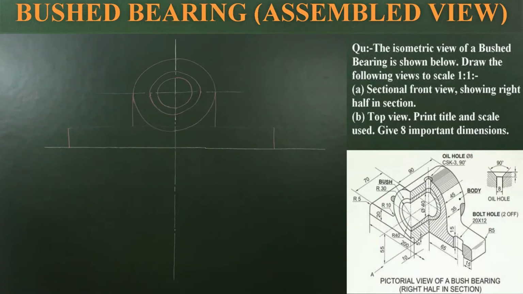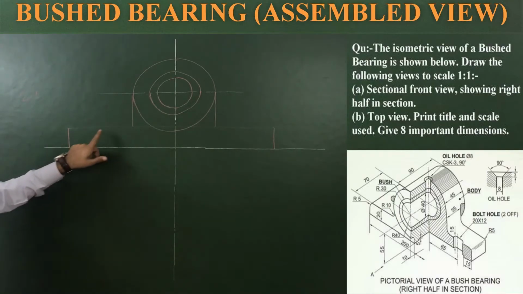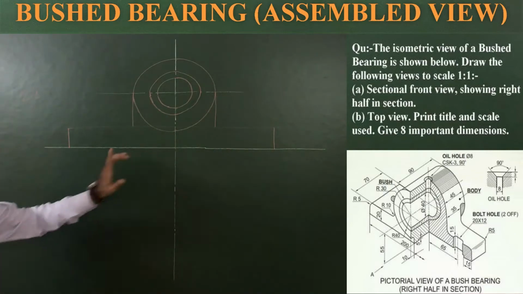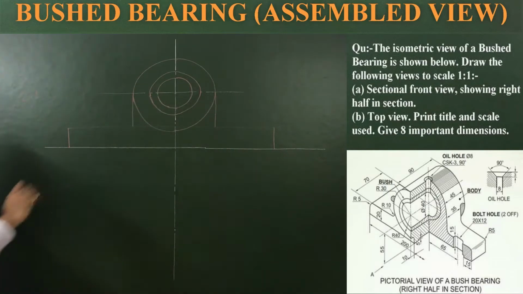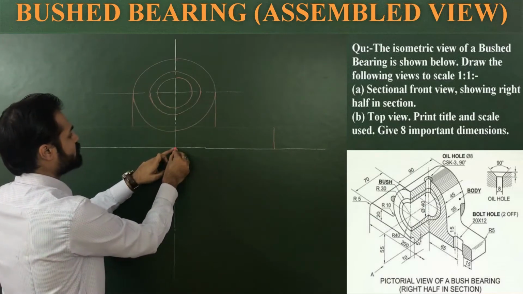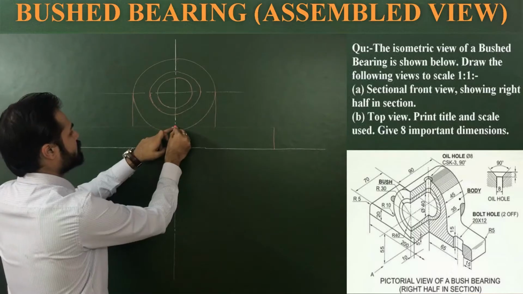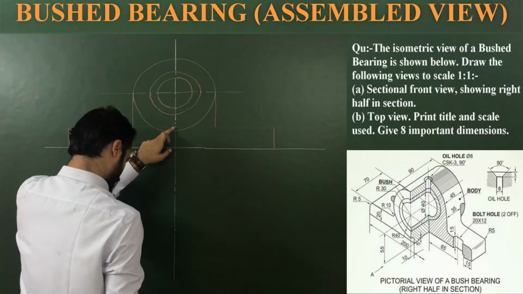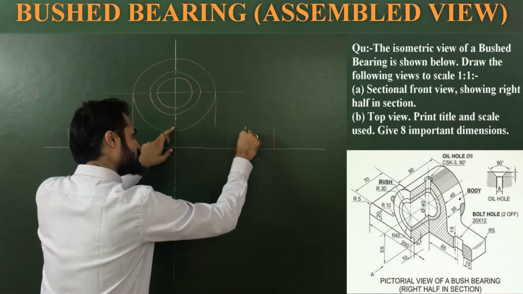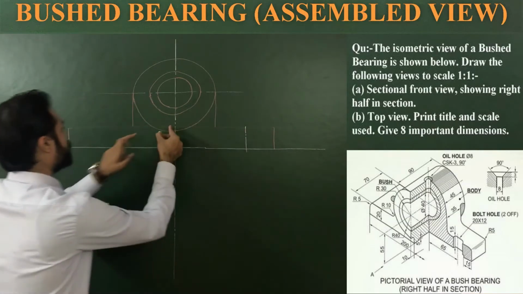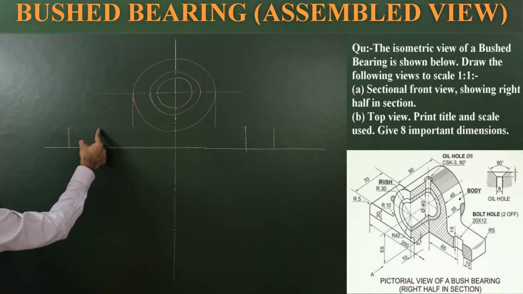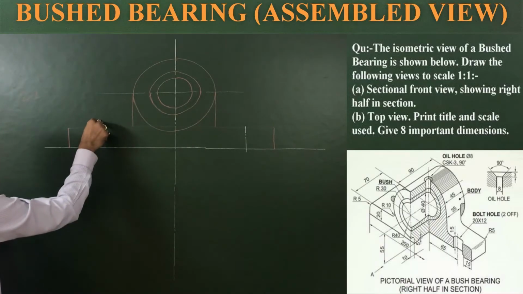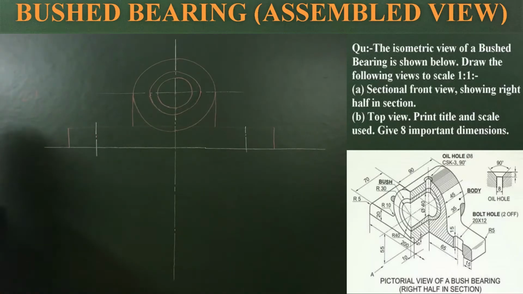Now next is the center of the bolt hole. So from the vertical axis or from this central axis, the given distance is 65. So from this point, mark 65 mm and draw the central axis. Again from this point mark 65 and draw the axis or central axis of the bolt hole.